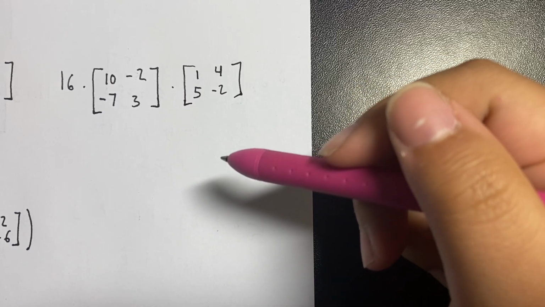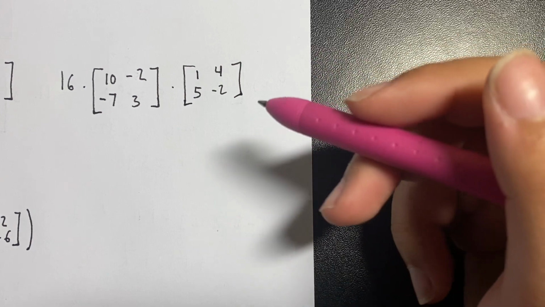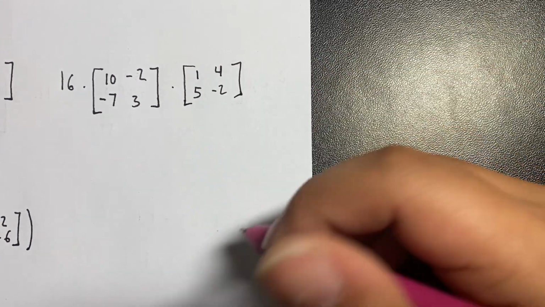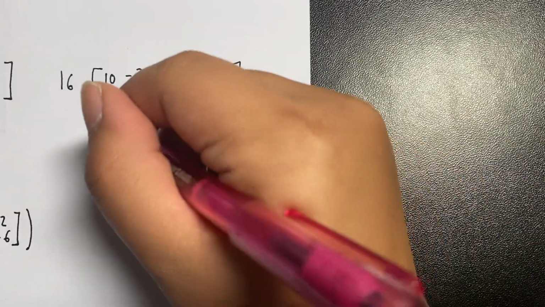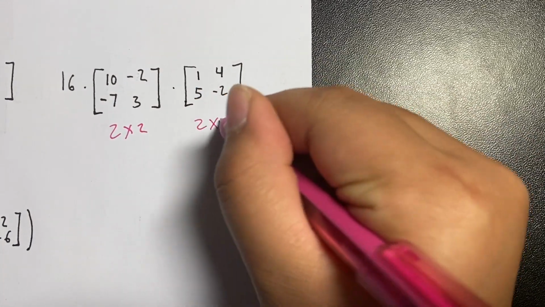Okay, for number 16, we're just multiplying two matrices. So the first step to any multiplication problem for matrices is to check the dimensions of both matrices. So right underneath, I'm just going to write out dimensions for this matrix. 2 rows, 2 columns. So this is a 2 by 2. And this is also a 2 by 2 matrix.